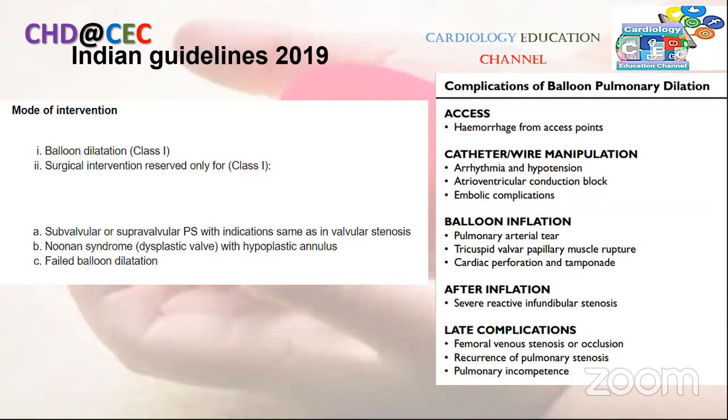And by the way, failed balloon dilatation cases, due to one cause or another, are also a class 1 indication for surgical intervention.